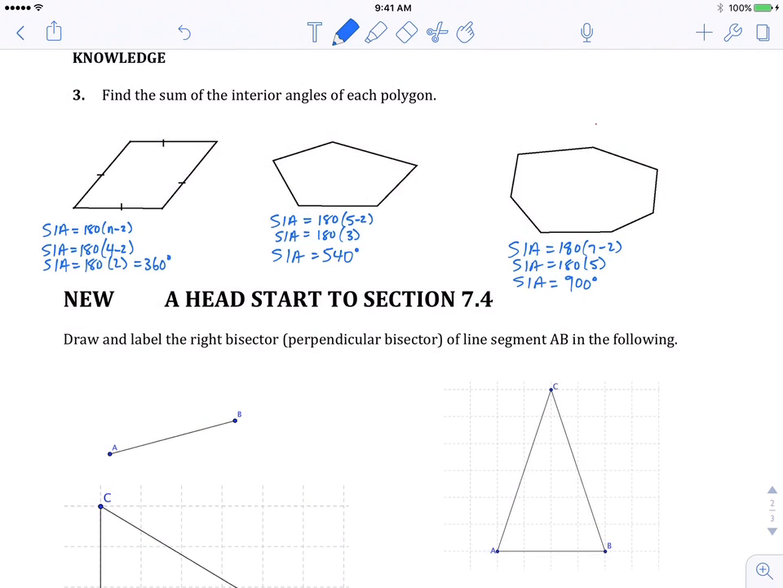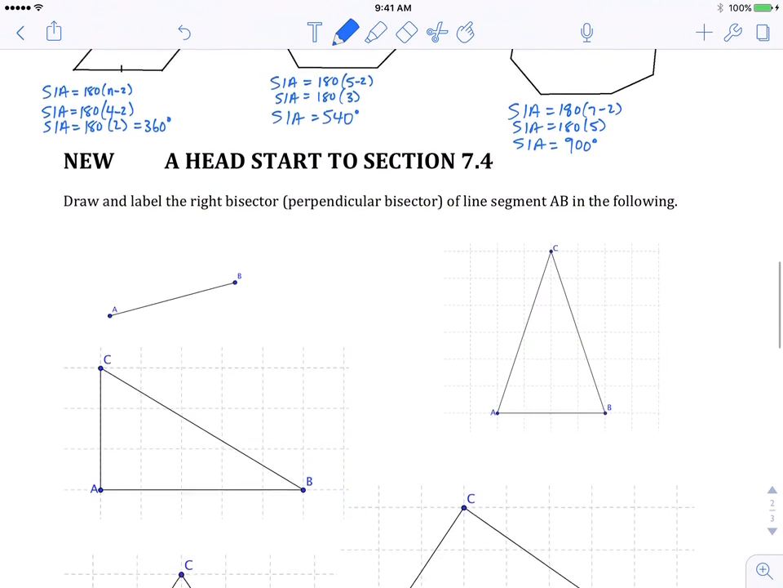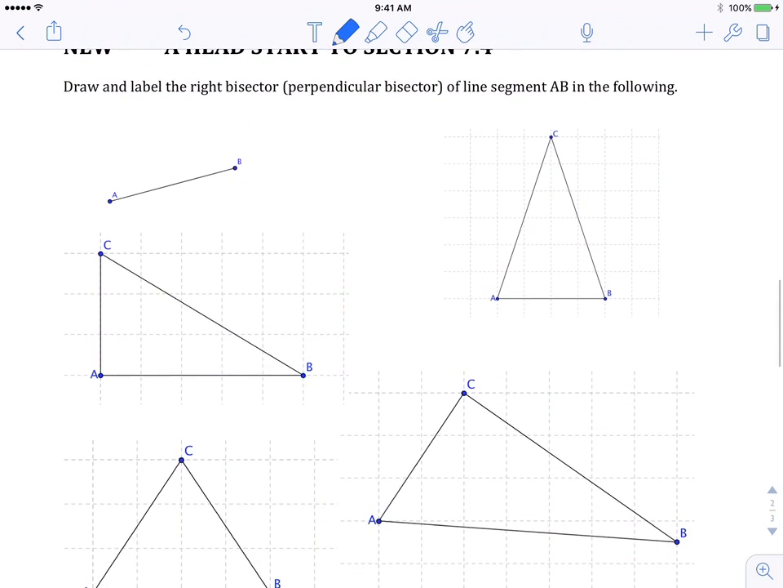All right. Here it says draw. This is just taking a look at 7.4, getting a quick look ahead. Draw and label the right bisector. A bisector is a line that cuts equally in two parts. Bi means two, or bisect means cut equally in half.